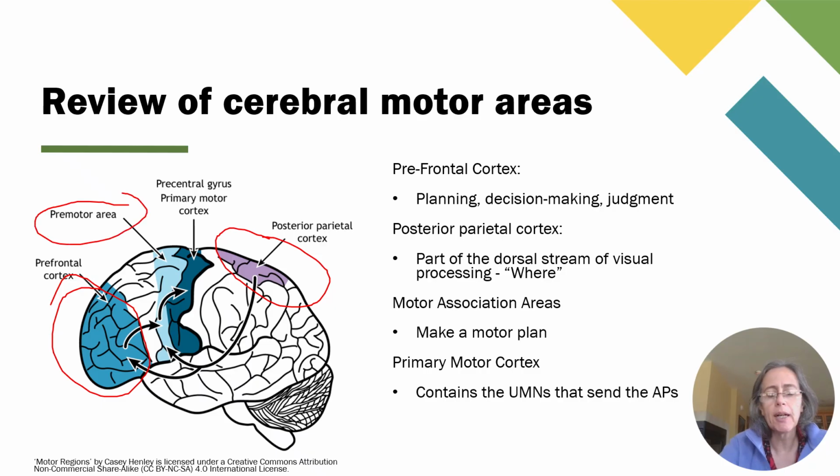Both the premotor area and the supplementary motor cortex are these motor association areas. They're the ones that look at all the things that need to happen and figure out the sequence of muscle contractions that is going to result in the movements that we want to produce. And then they communicate that motor plan to the primary motor cortex, which is located right here in the precentral gyrus, right in front of the central sulcus. That is where we find those upper motor neurons that are going to send the action potentials down out to the body. They're going to synapse with a lower motor neuron, and then that's going to signal the muscle to contract.